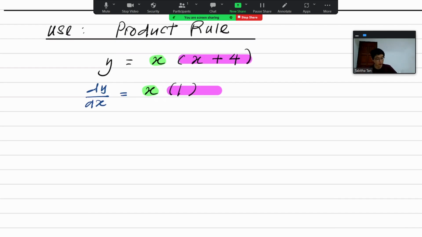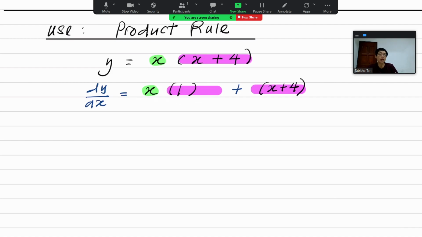And then the product rule also tells us we need to add a plus. Then I'm going to keep the purple one at rest, because purple has been differentiated, and then now just put in there x plus 4. This is what we meant by just leaving it at rest.